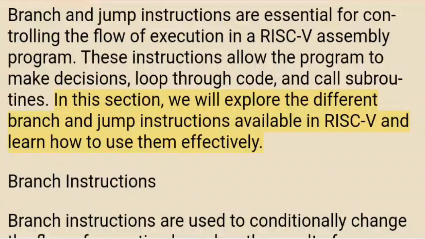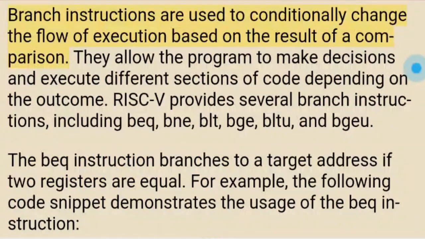Branch instructions. Branch instructions are used to conditionally change the flow of execution based on the result of a comparison. They allow the program to make decisions and execute different sections of code depending on the outcome. RISC-V provides several branch instructions, including BEQ, BNE, BLT, BGE, BLTU, and BGEU.